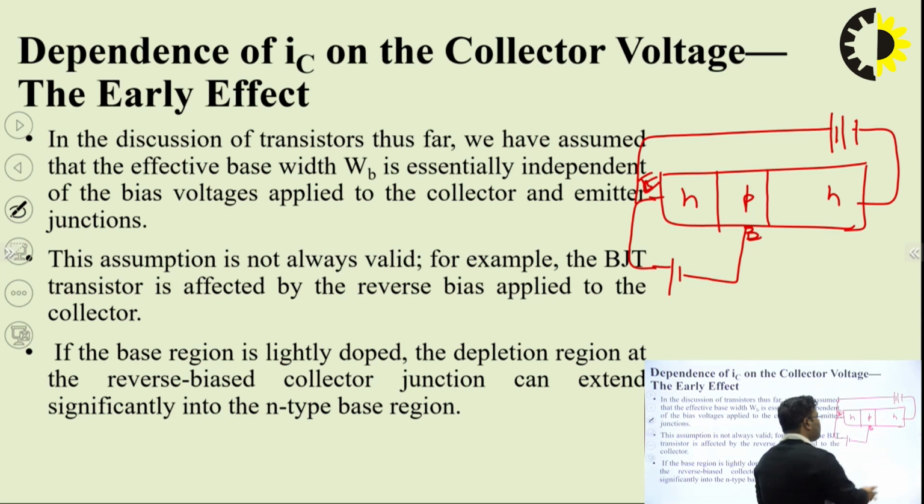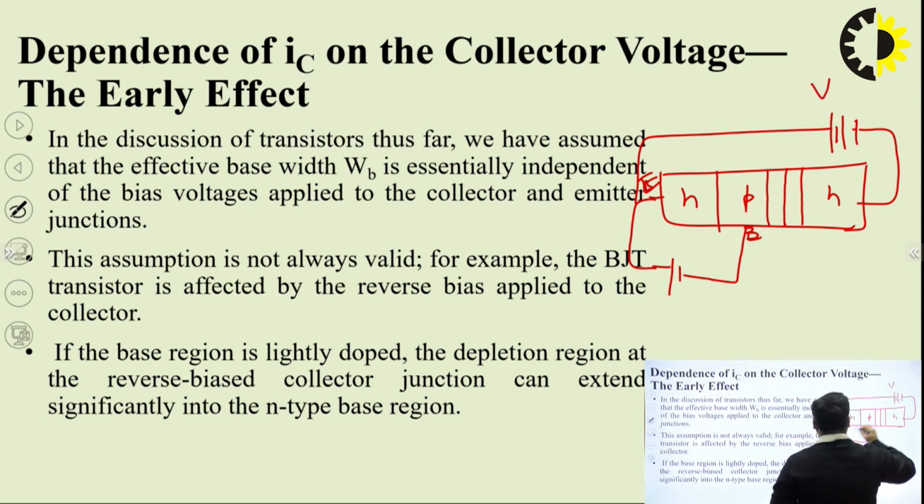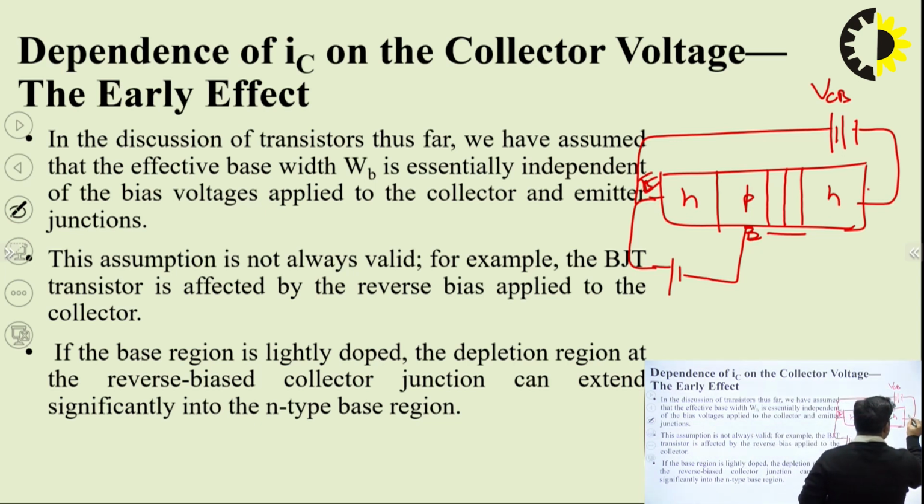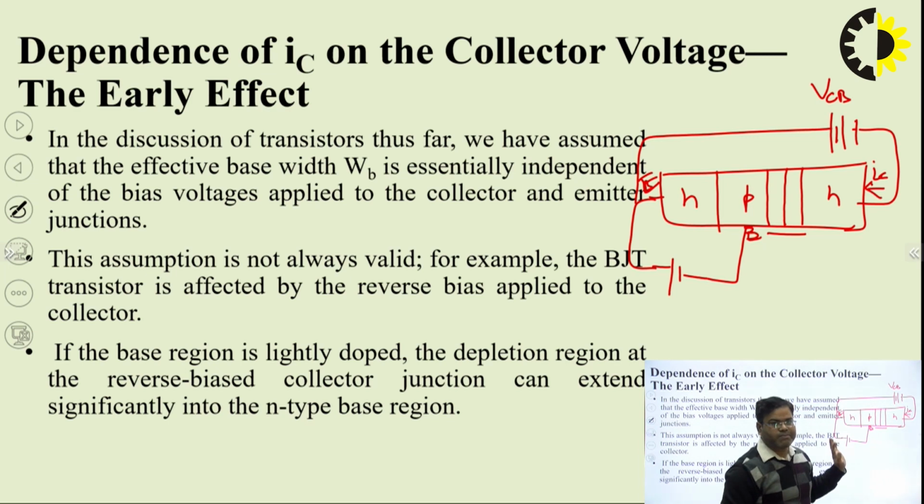If we increase the reverse bias voltage at this PN junction diode, that is VCB, the depletion width will increase. That is the effect of VCB. Ideally, we have ignored the effect of increasing VCB. We said that the collector current IC flowing through this terminal doesn't depend upon the value of VCB, and we have considered only the effect of majority carriers.